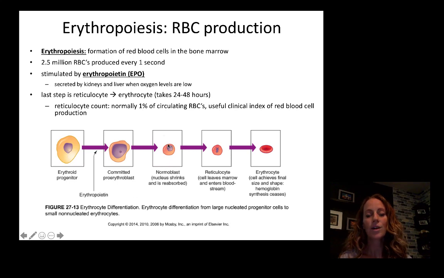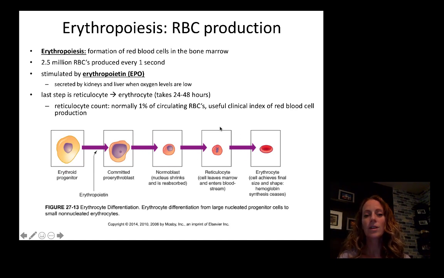Notice the internal changes in the cell before the cell becomes an erythrocyte. So both internal changes to the nucleus and the organelles until the cell is finally an erythrocyte, which has very few organelles and is packed with hemoglobin. It also has its final size and shape.